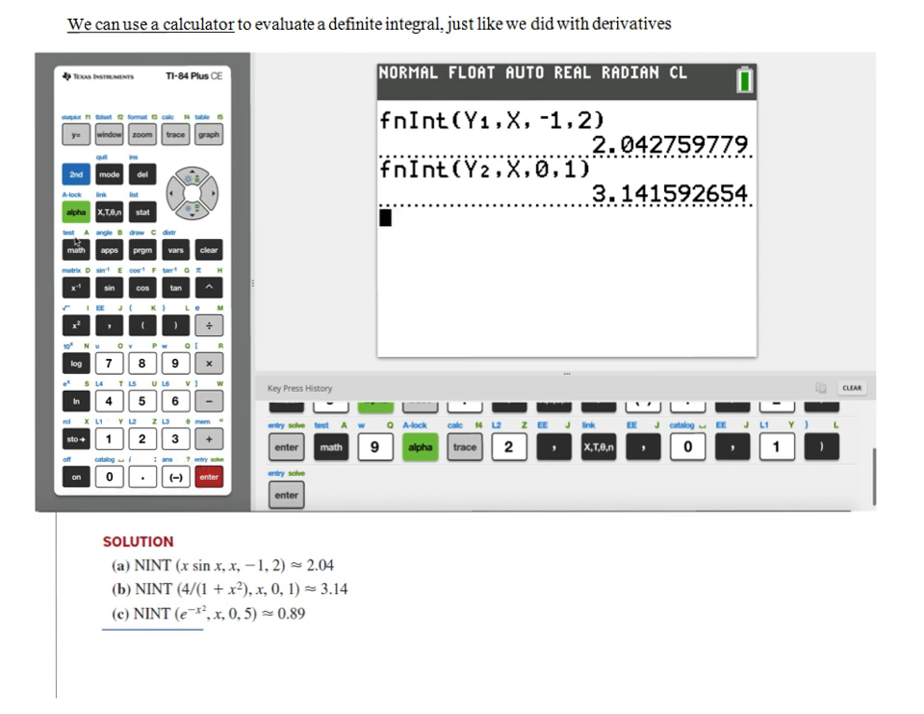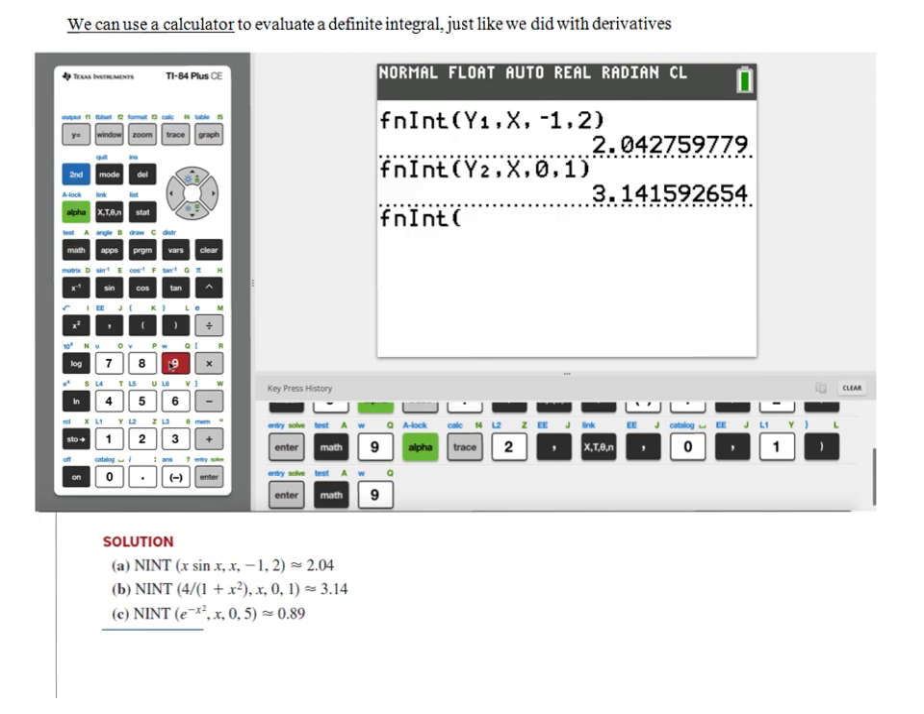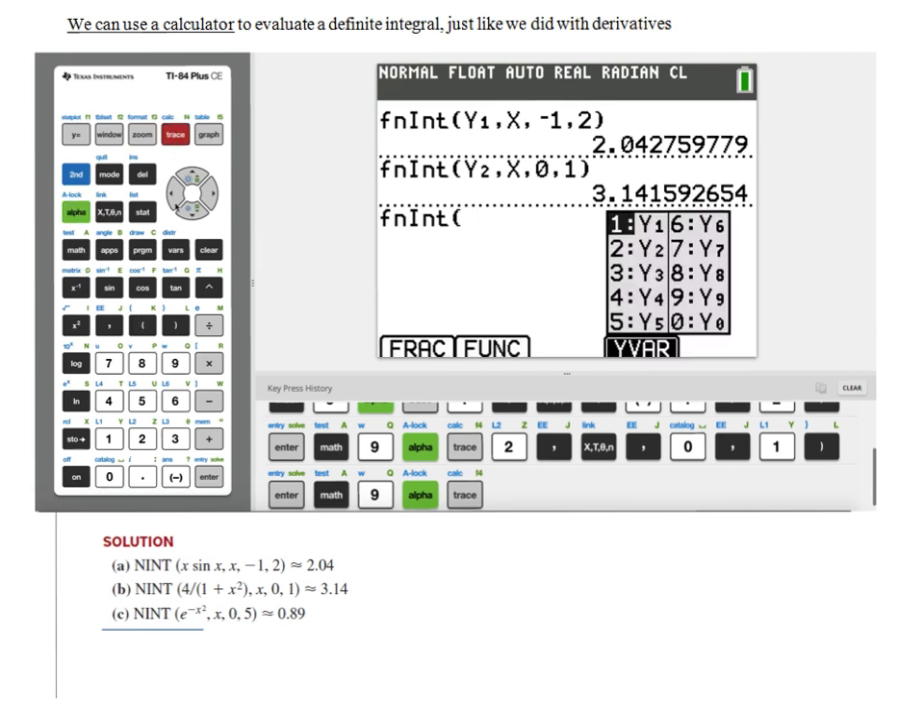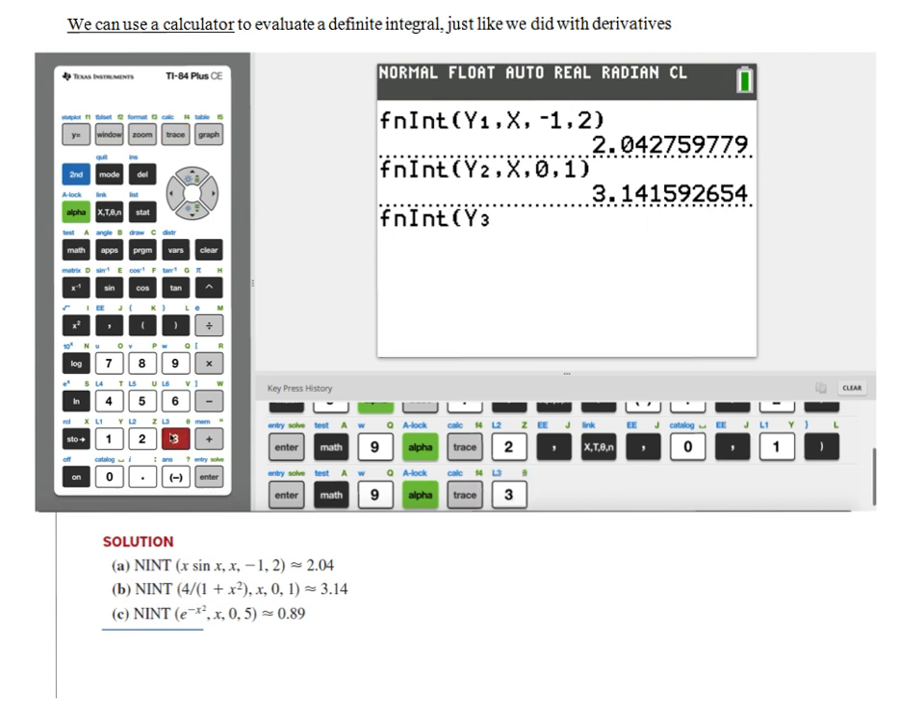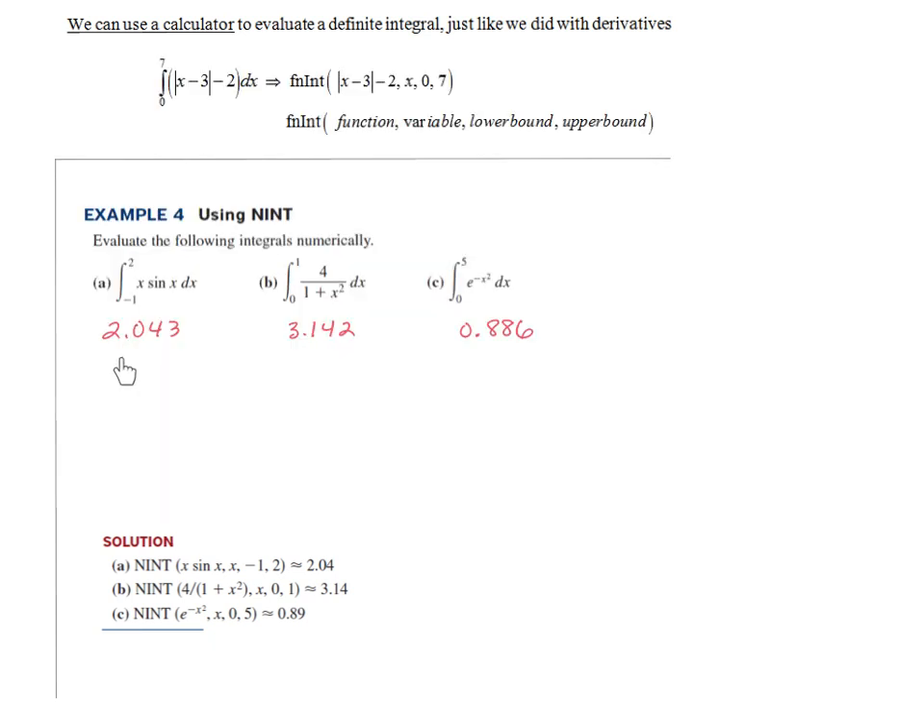And for the last one, it's math 9 for finite integral, and our function this time is stored in y3, so alpha trace 3 is y3, comma, and it's in terms of x as always, and then we go from 0 to 5, 0 comma 5, the upper bound is 5, and then we're done. And there are our three values of the function. Pretty easy. And here are the answers for the three integrals that we got.